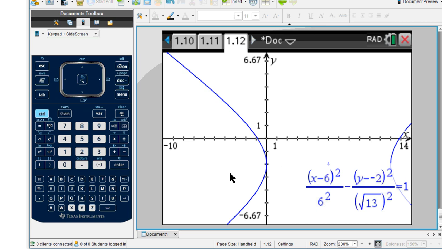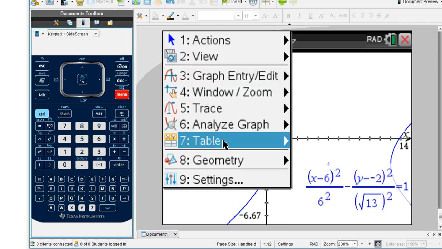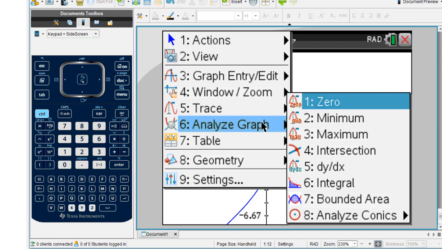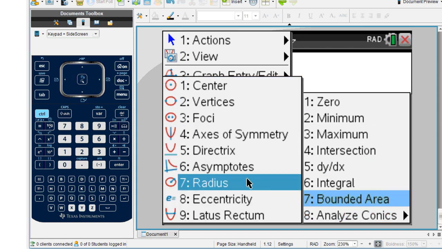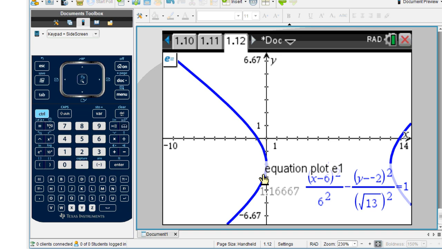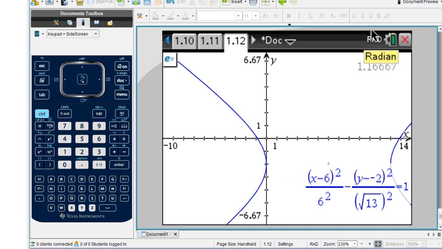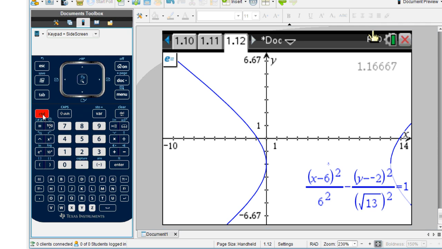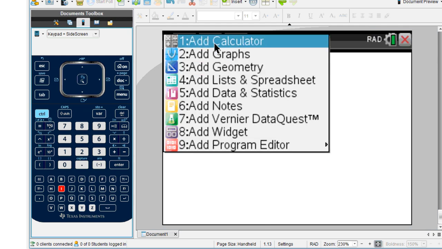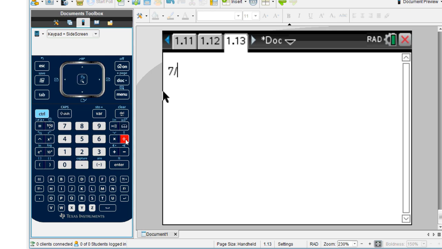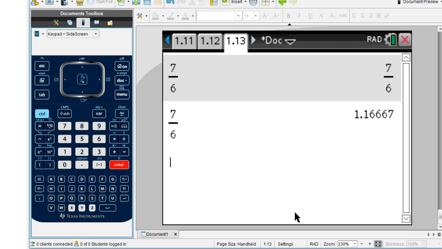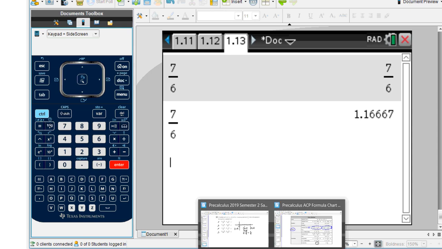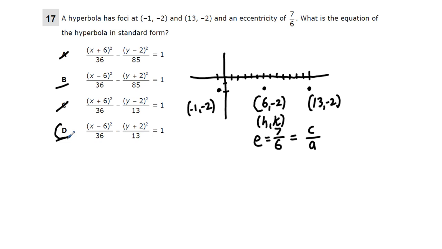Now we can go to our analysis tools. We're going to look for eccentricity: Analyze Graph, Analyze Conics, Eccentricity. There we go, and we get 1.1667. So what is 7/6 going to be on our calculator? There it is, 1.166. That's it, my friends. So the choice is D.